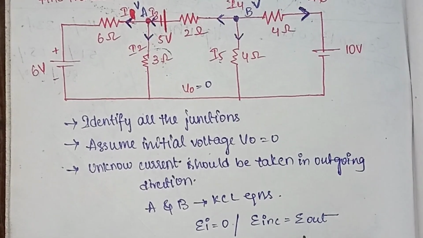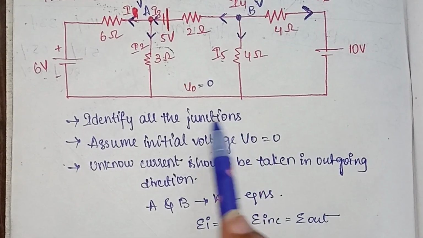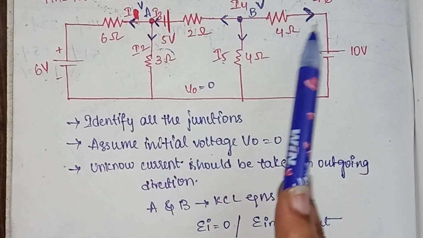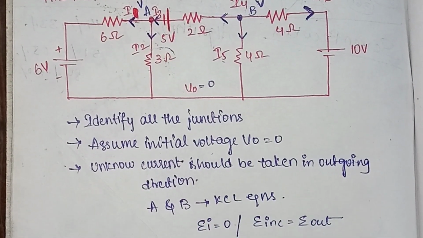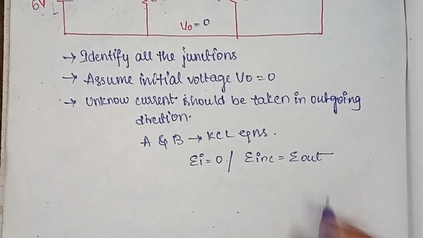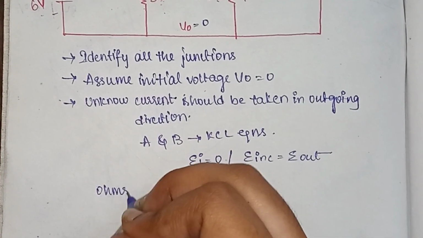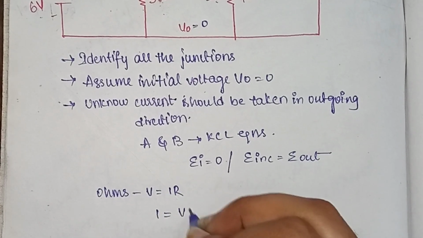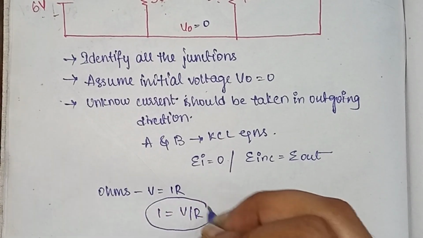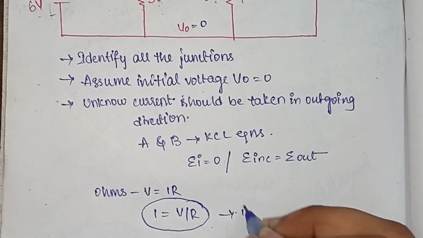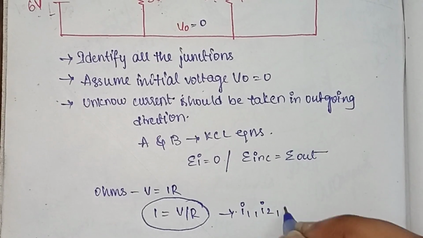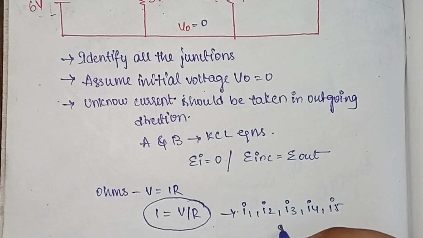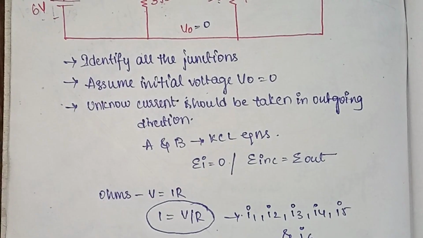Now, before finding the KCL equations, we don't know the values of I1, I2, I3, I4, I5 and I6. So, as we know, what is Ohm's law? Ohm's law is V is equal to IR, from which I will be V by R. So, using this particular formula, we will find currents I1, I2, I3, I4, I5 and I6.